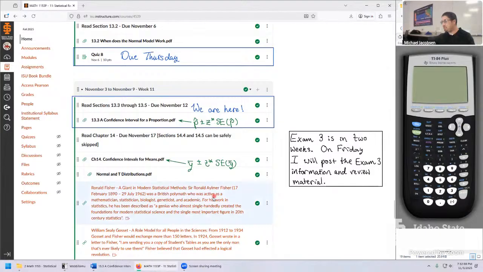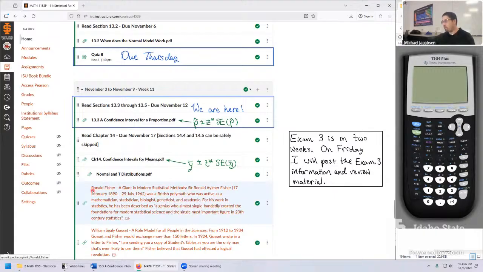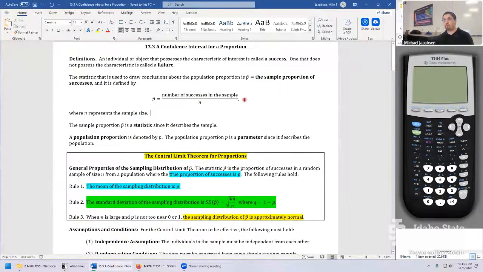Okay, well, there's a whole bunch of text here, kind of like a wall of text. These are optional reading links. They take you to Wikipedia, one for Ronald Fisher, one for William Sealy Gosset. We'll talk a little bit more about them when we talk about the t distribution, the Student's t distribution in chapter 14. So here's where we are so far.